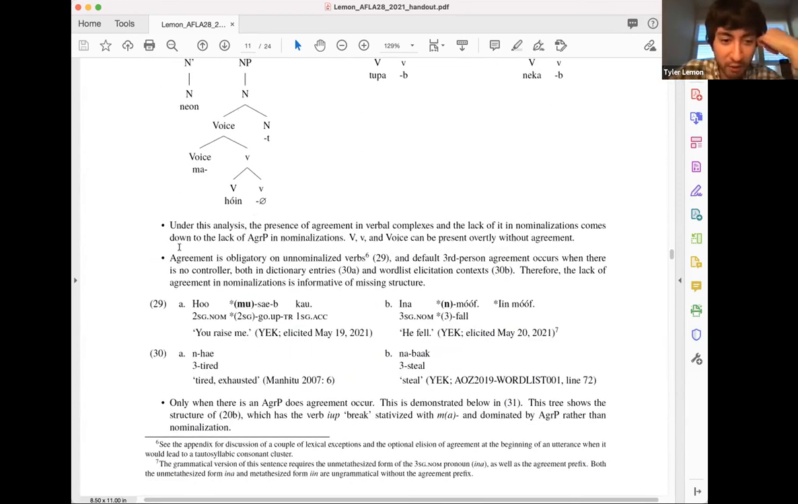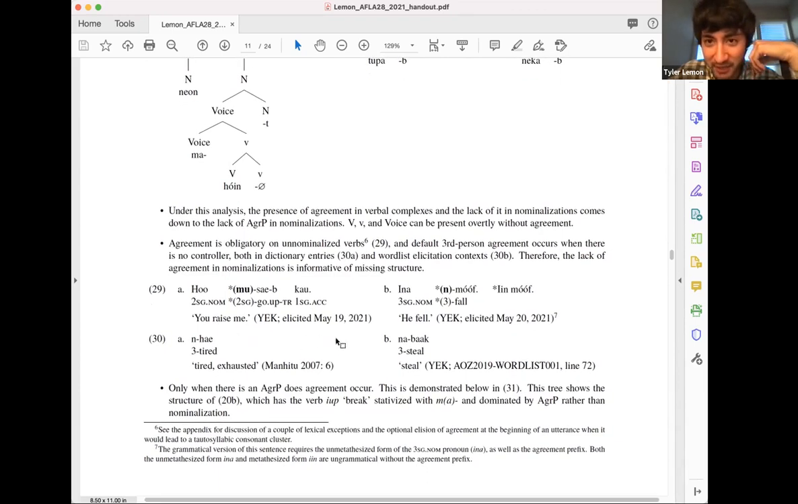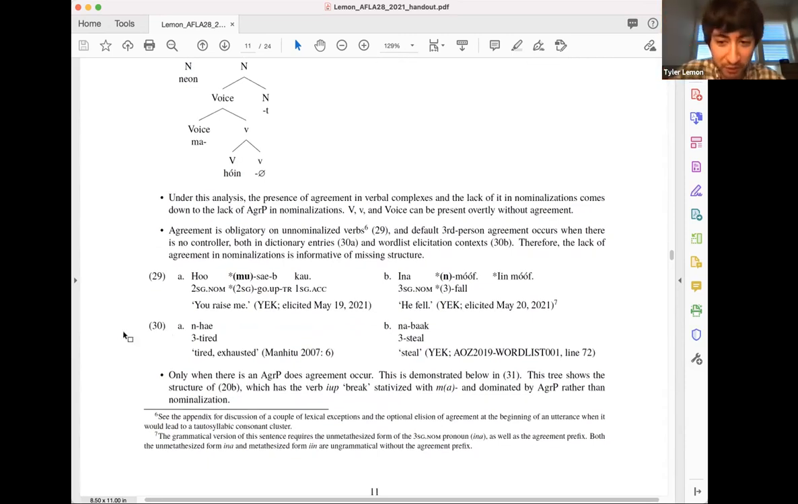You might be thinking, well, if there are no DPs in nominalizations, maybe it's just that there's nothing to agree with. Well, against that idea is that agreement is obligatory on unnominalized verbs. So you have to say homusayab cow. You can't say hosayab cow, for example. And also in dictionary entries and elicitation contexts, you get third-person agreement attached to verbs, which is kind of representative of a morphological default. Therefore, I take the lack of agreement in nominalizations to be informative of missing structure.